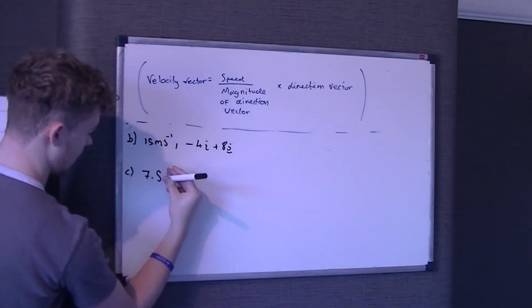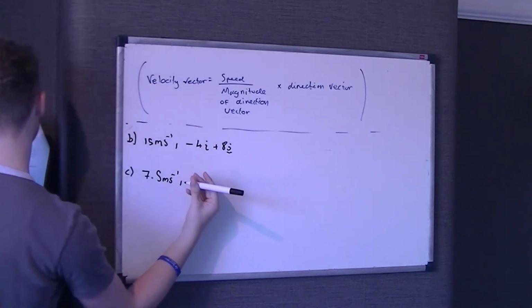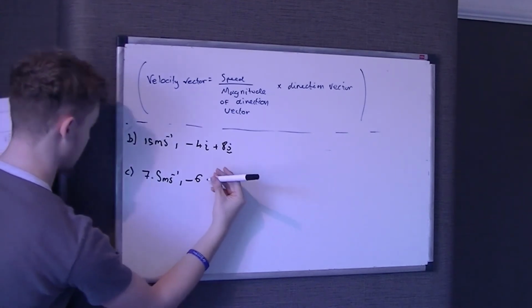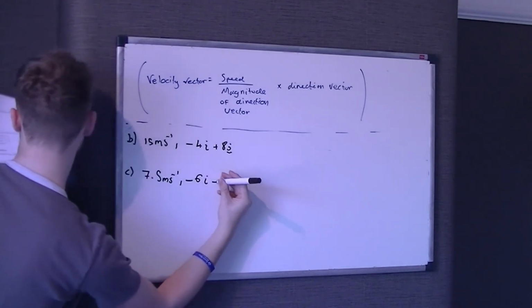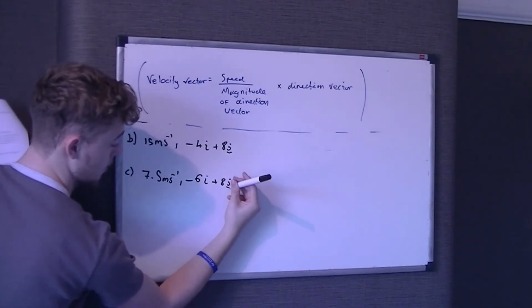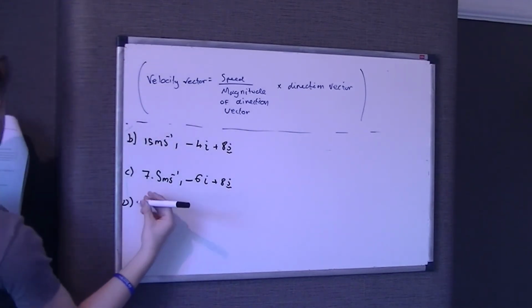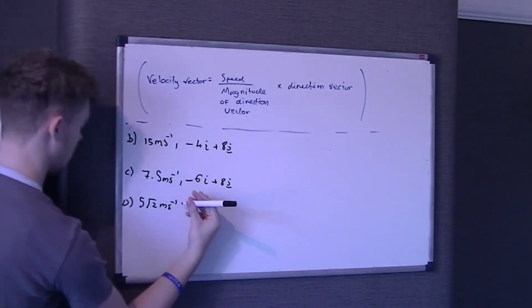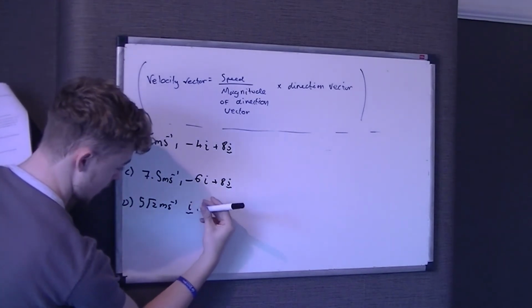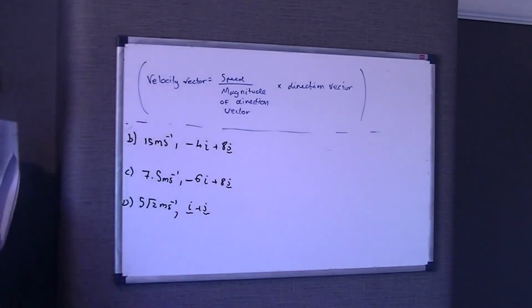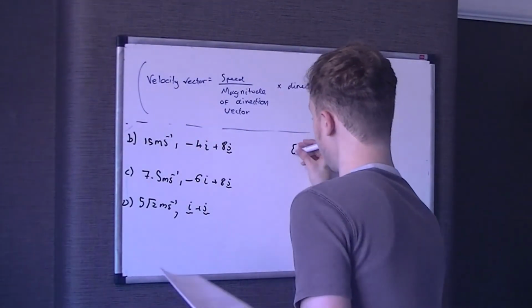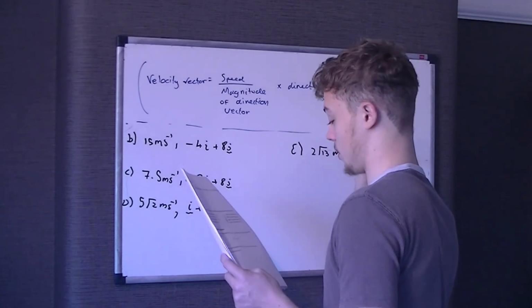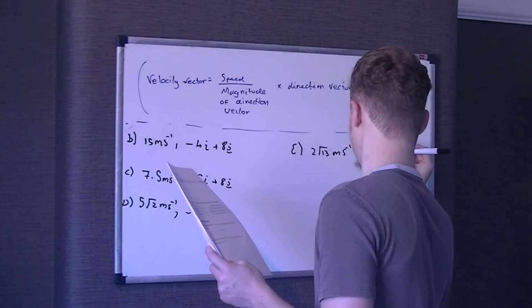The first one, 15 meters per second in the direction minus 4i plus 3j. C is 7.5 meters per second in the direction of minus 6i plus 8j. D, the speed is 5 root 2 meters per second in the direction of i plus j. E, 2 root 13 meters per second in the direction of minus 2i plus 3j.